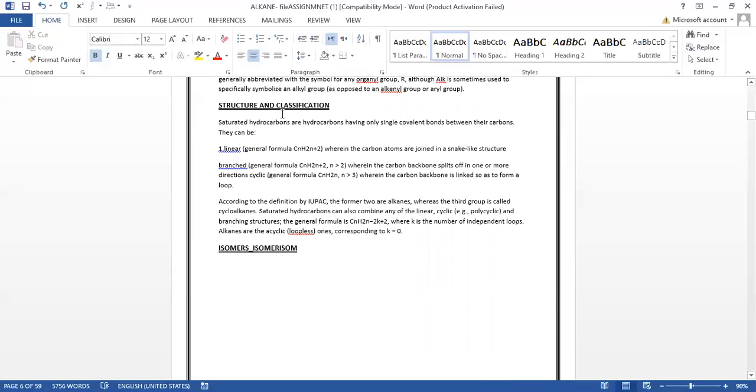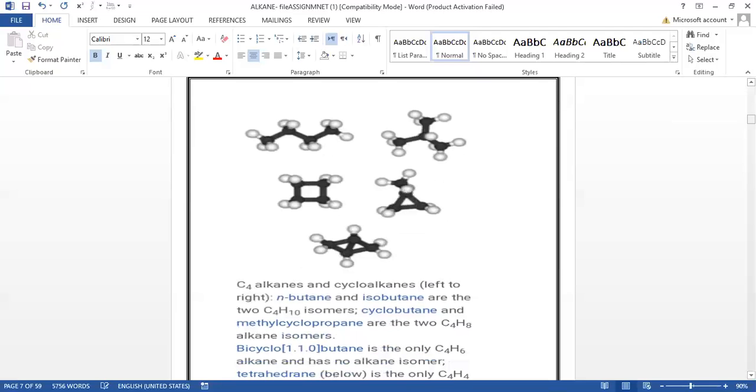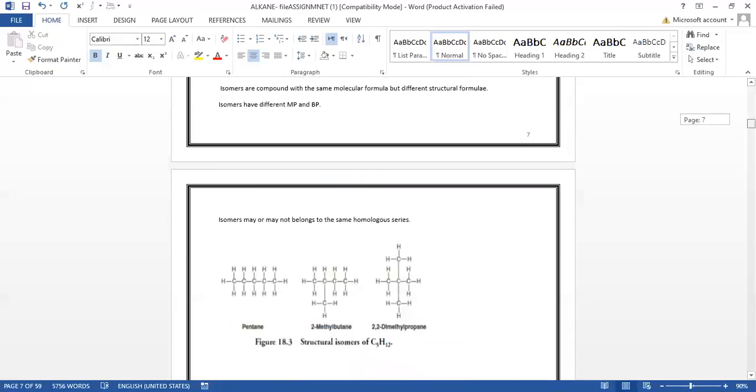Now, if we talk about the structure and classification of alkane hydrocarbons, we will come to know that each carbon is attached to the other carbon through a single covalent bond. They show linear as well as branched shapes. It also shows isomerism. These are the isomers of butane: n-butane, isobutane, cyclobutane, methyl cyclobutane. These are the isomers of the C4 homologous series.